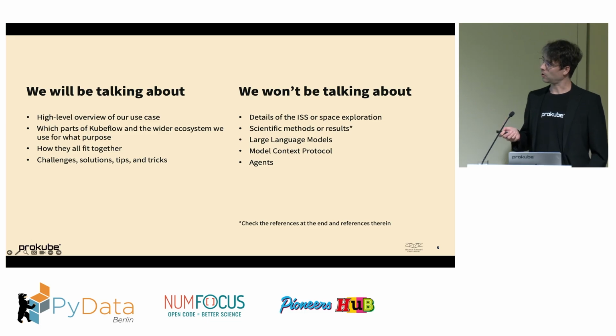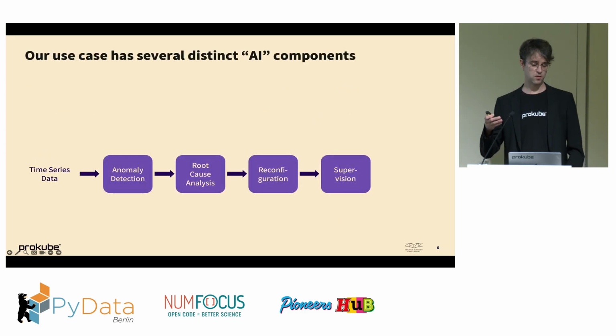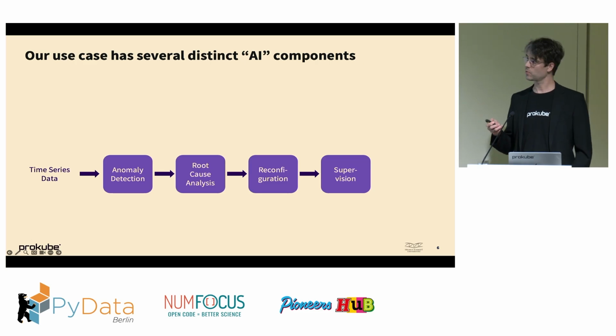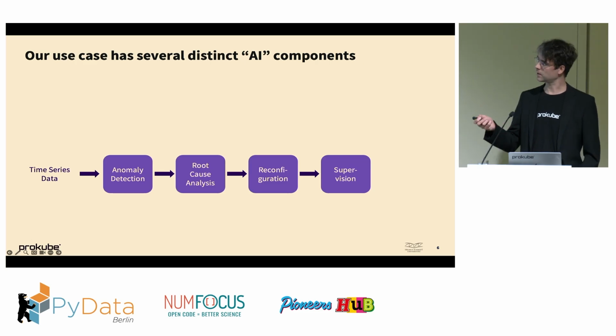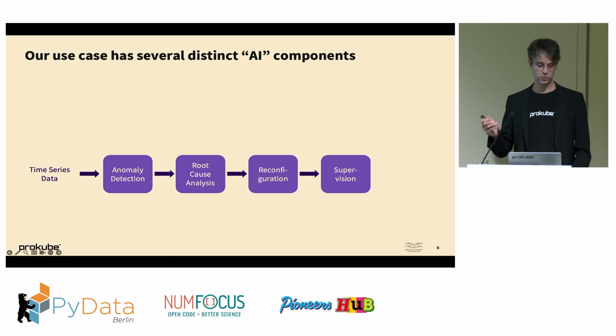So let's come back to our use case. We have one use case that's made up of several steps. We have time series data coming in on the left here. Then we do an anomaly detection. If that found any anomaly, we're going to do a root cause analysis. Then reconfiguration, so how should we reconfigure that?